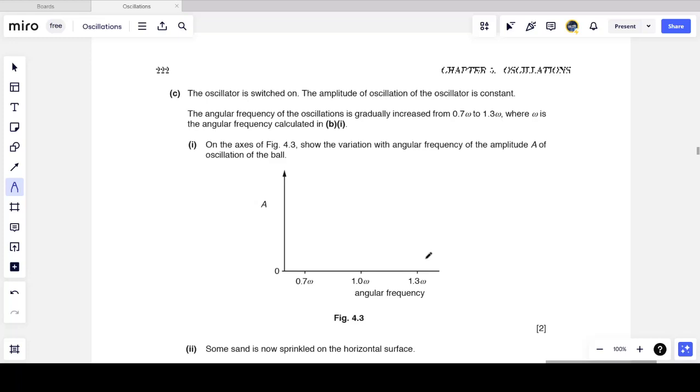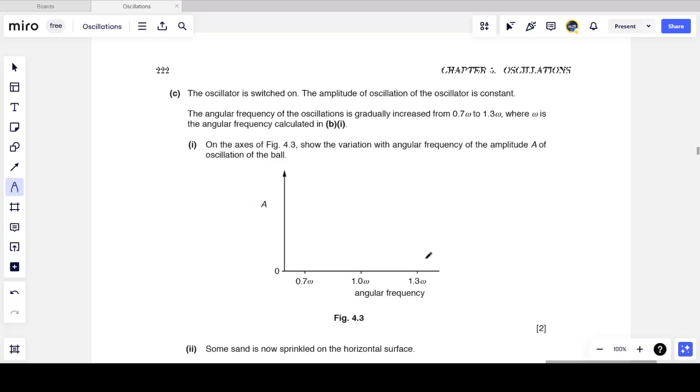On the axis of figure 4.3, we want to show the variation with angular frequency of the amplitude A of the oscillation of the ball. So immediately, what do we know? I need to plot a graph of amplitude versus frequency. Now, there is only one graph of amplitude versus frequency that we actually know, and that's the graph for resonance.